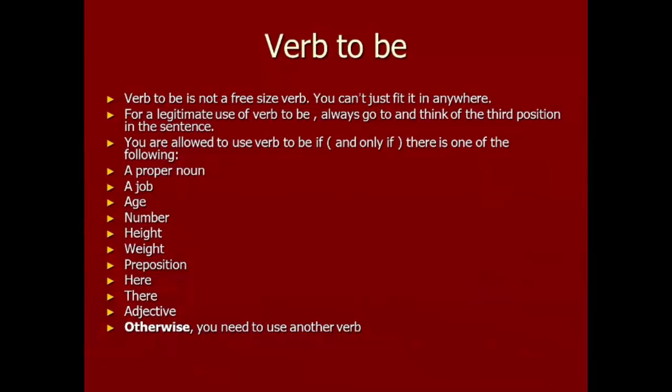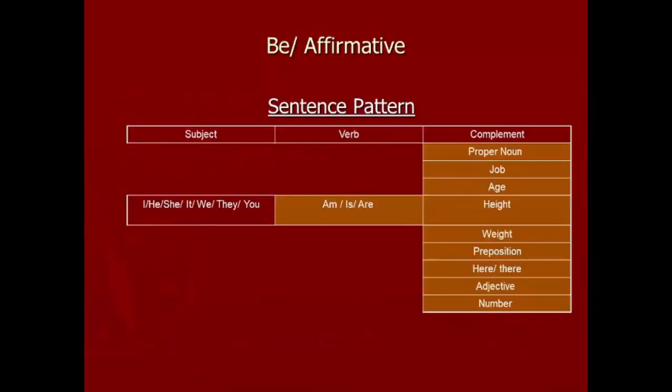So now let's dive deeper. We have the affirmative form of be right here, the sentence pattern. We have the subject, the first part of the sentence, and the verb, which sometimes can be unknown in our case with the exercise right now, and we have the complement, which can be a proper noun, a job, an age, a height, weight, preposition, here, there, adjective, or number. And depending on the complement, we decide to use am, is, and are.